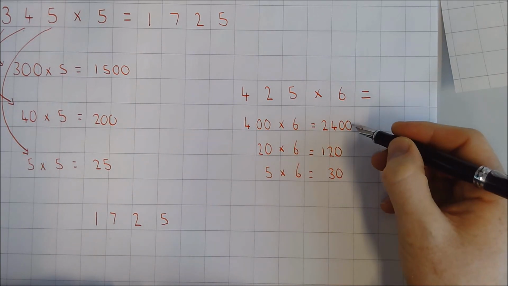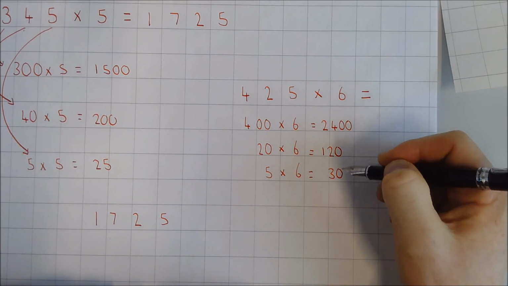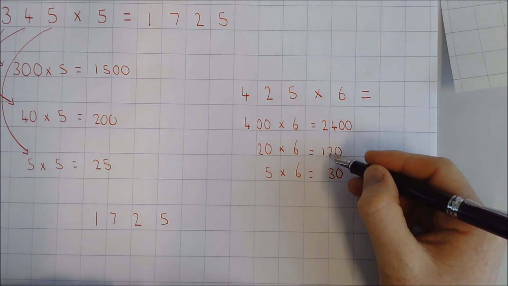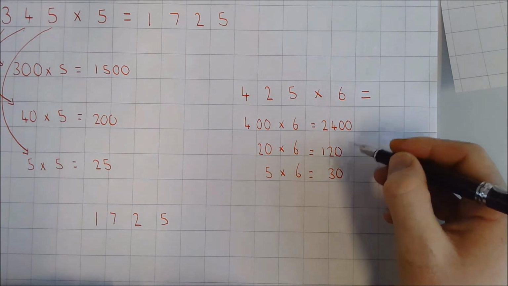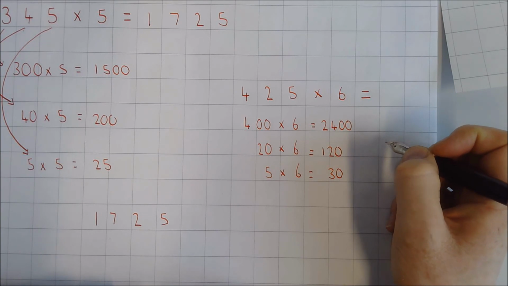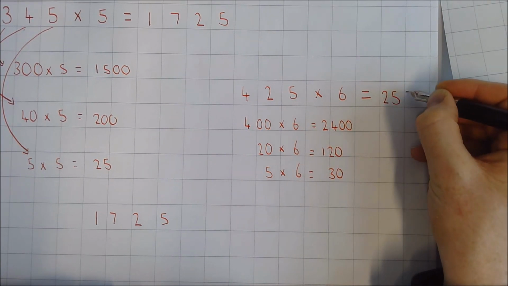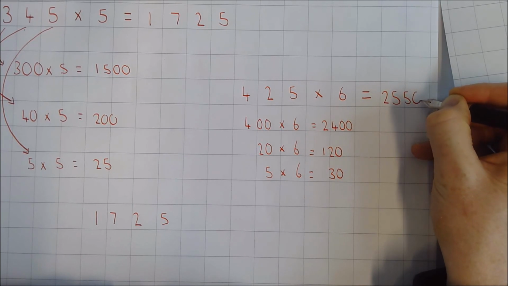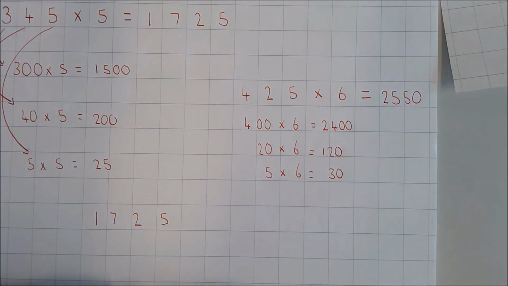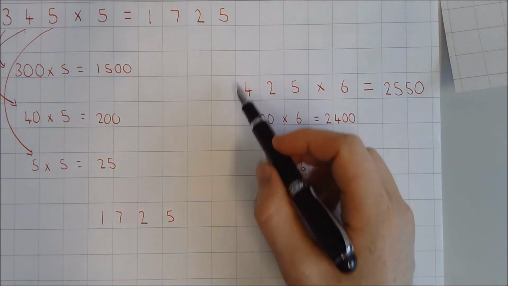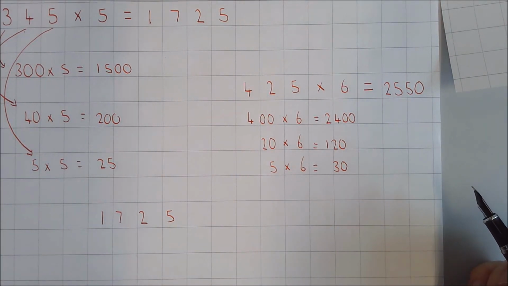So we need to find the sum of our partial products here. I would probably add the 30 to the 120 because that makes 150. Then I'll add my 150 onto 2,400, which would give us 2,550. Now, with some practice, you should be able to do this in your head fairly quickly and quite accurately.